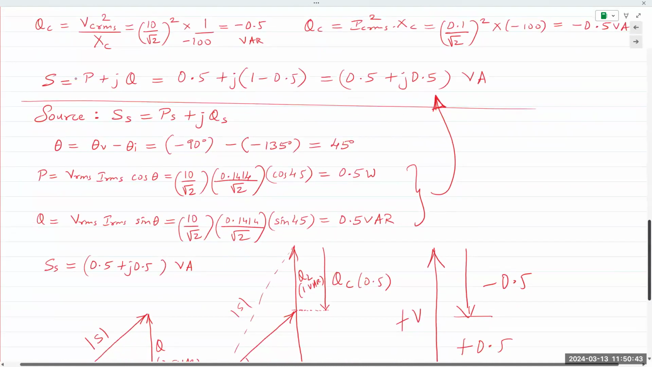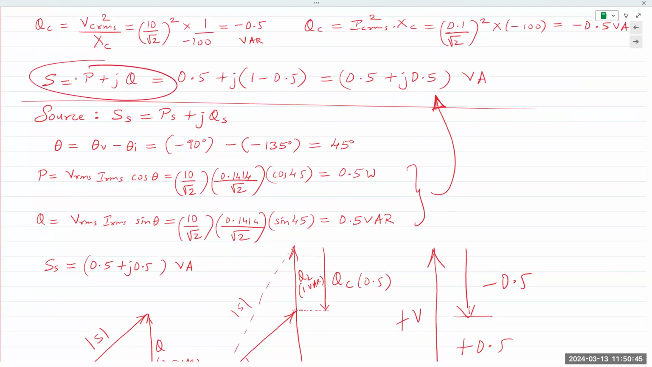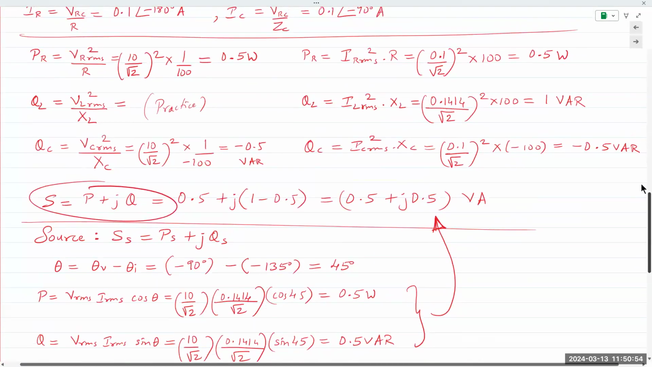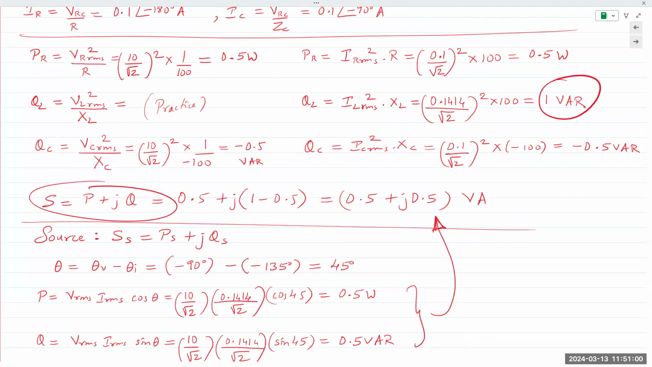And then if you add up all of that power, S is equal to P plus JQ. You remember QC is negative. So QL is 1 VAR and QC is minus 0.5, meaning the total power required from the source is not 1.5 VAR. It's 1 minus 0.5, meaning the total power required from the source is only 0.5 VAR.